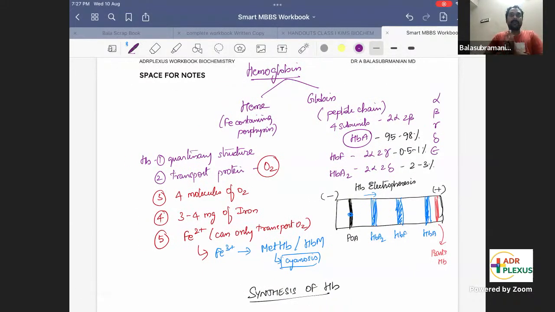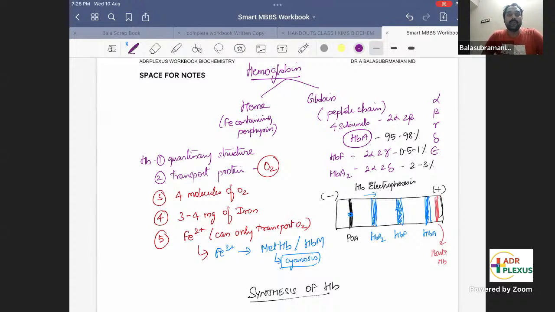Hemoglobin is a molecule which has heme and globin. Globin has two alpha and two beta subchains. Heme is a separate entity, an iron-containing porphyrin, or metalloporphyrin. Hemoglobin is a quaternary structure, the highest order of structure, and its function is to transport oxygen. How many molecules of oxygen? Four molecules of oxygen. How much iron does it contain? 3 to 4 mg of iron. Hemoglobin can transport oxygen only when the heme contains iron in the ferrous state. So somebody has to maintain the iron in the ferrous state. If it's in the ferric state, it cannot transport oxygen.